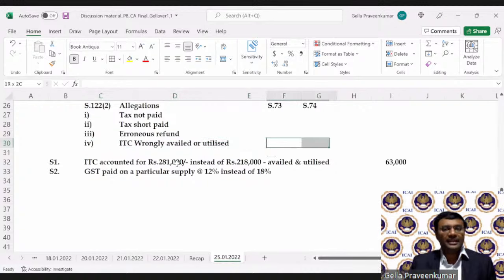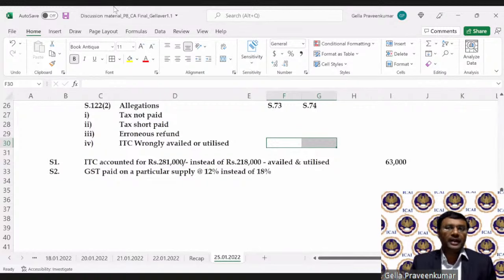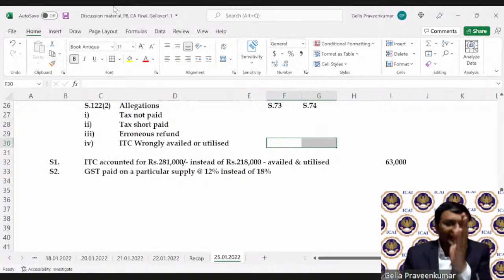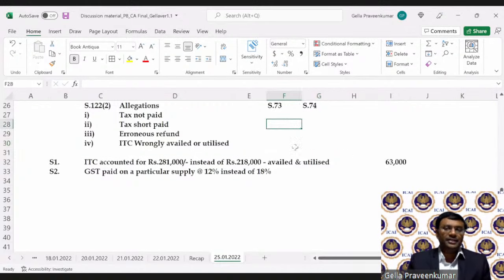Should I put this 63,000 under section 73 or shall I put it under section 74? What would be your answer? Yes, Namita, it is in point number 4, but under 73 or 74, where do we have to take that? Based on your answer, my penalty will be quantified. Please confirm, is it under 73 or 74?